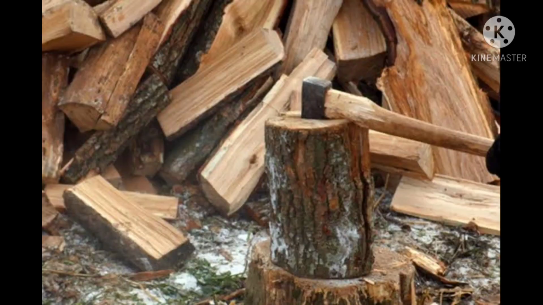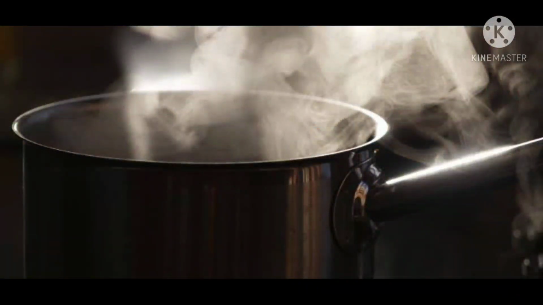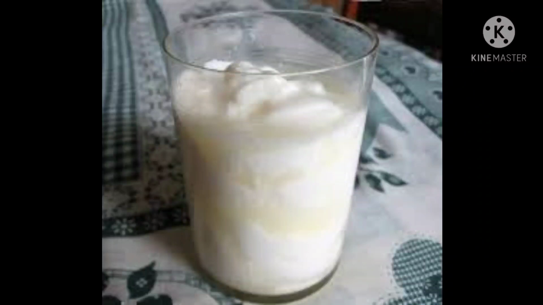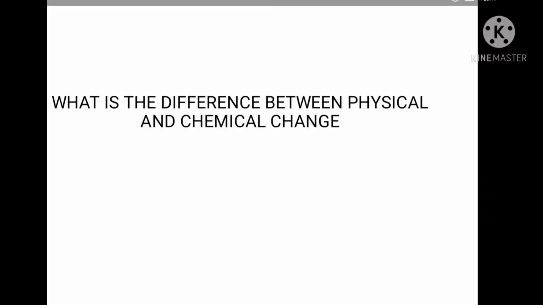Melting of ice, chopping of wood and evaporation of water. These are examples of physical changes. And rusting of iron, souring of milk are examples for chemical changes. Then what is the difference between these chemical changes and physical changes?